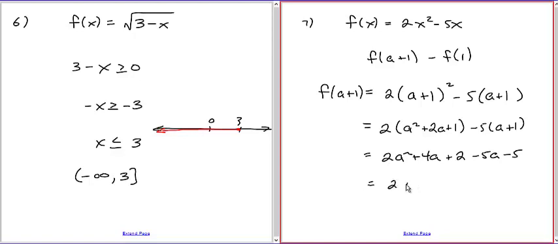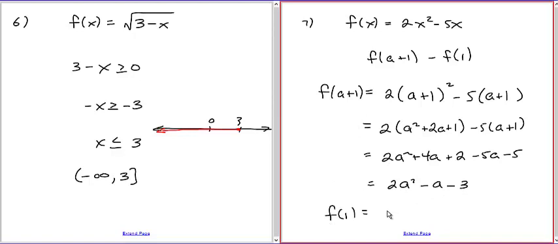So there's only one term involving a squared. We got two terms involving a. So we got 4 minus 5, which is negative 1. So that's negative a. And then we've got 2 minus 5, which is negative 3. So that's f of a.